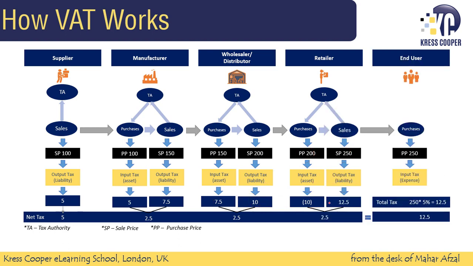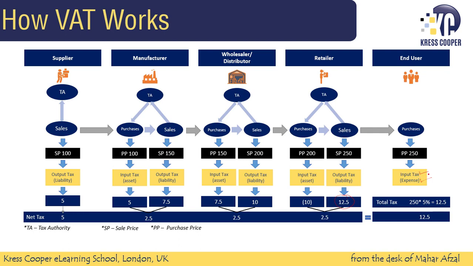End user. Now the retailer is selling the goods of 250 to the end user. 5% of the 250 is 12.5. This 12.5 is the output tax liability of the retailer. But for the end user, 250 is the purchases. 5% the end user will pay to the retailer, 5% of 250 is 12.5. It will become input tax, but this input tax is not an asset. This is an expense.